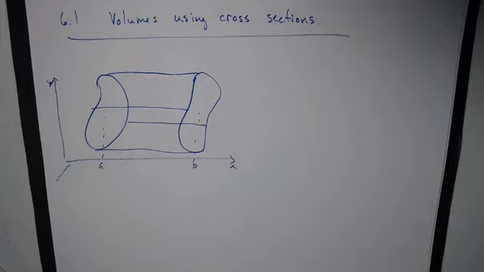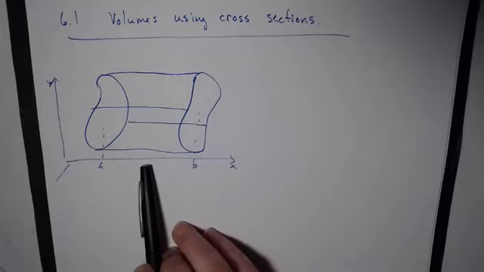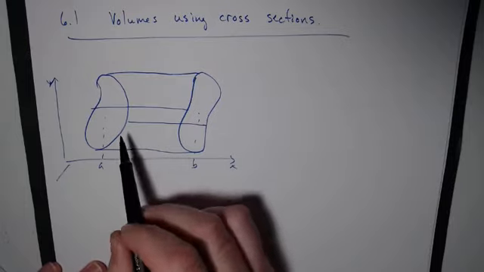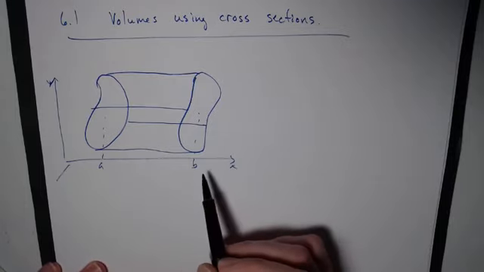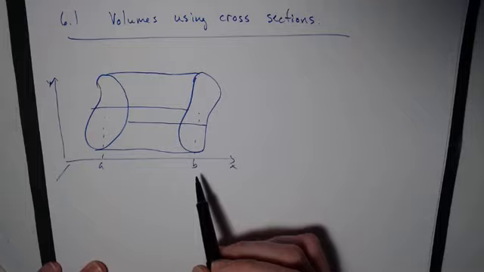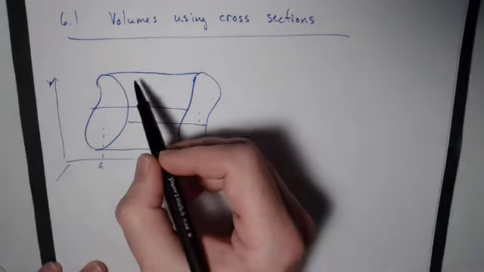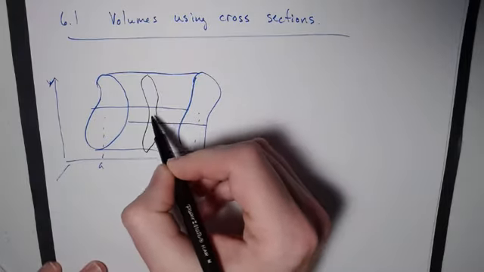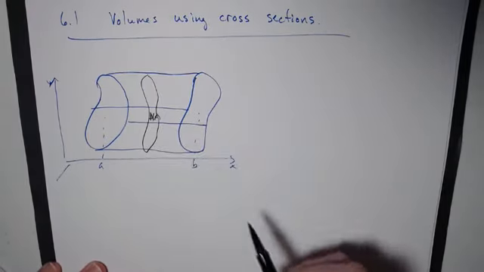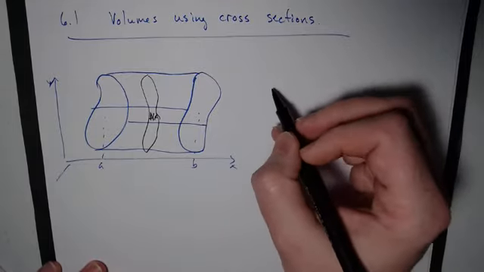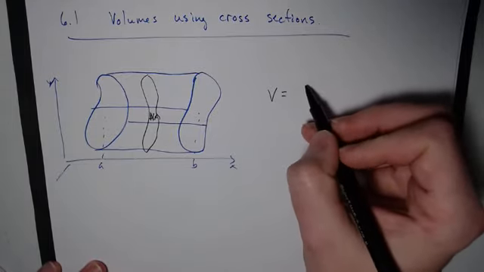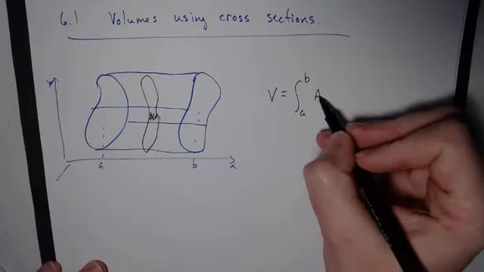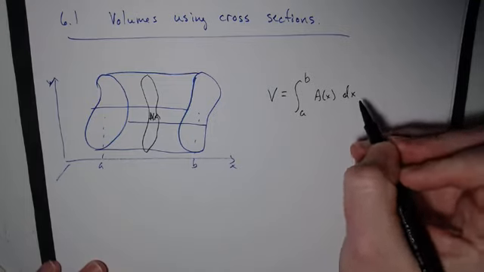And the first and possibly easiest case I've sketched out here, if you have some solid where you have a height along, it's easiest to think of it along the x-axis because that's how we've been integrating, and that at each x you have some sort of cross-sectional area A of x. Then the volume of this region, this solid, is the integral as x goes from a to b of A of x dx.